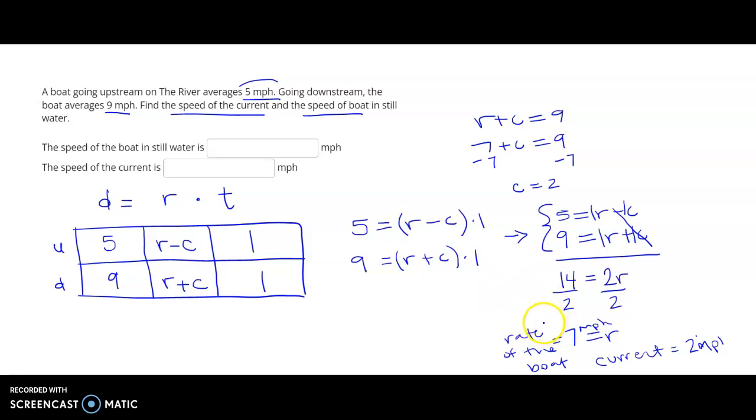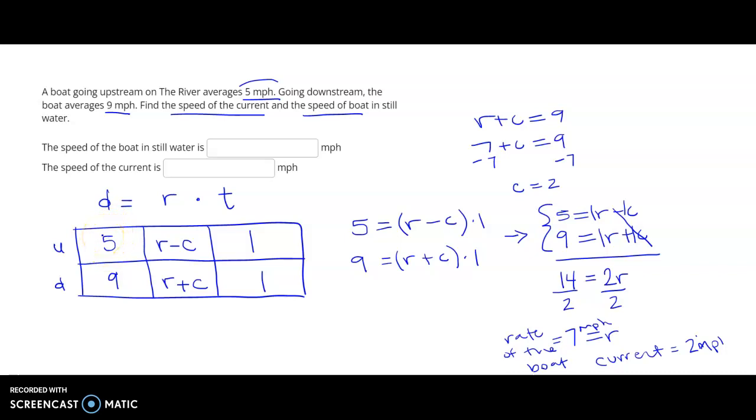And this is something you might want to check. Let's make sure it works. So if I do 7 minus 2, I'm going to get the 5 miles per hour. If I do 7 plus 2, I'm going to get the 9 miles per hour. I might have said that backwards: the 9 miles per hour for downstream, the 5 miles per hour for upstream.